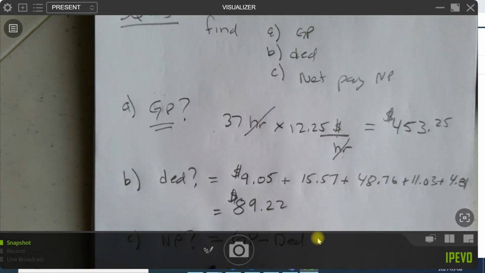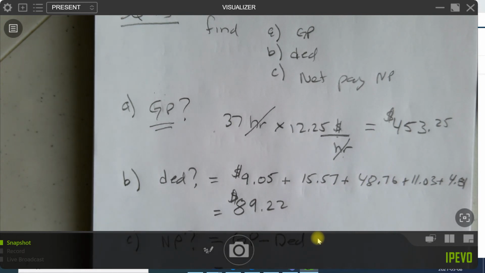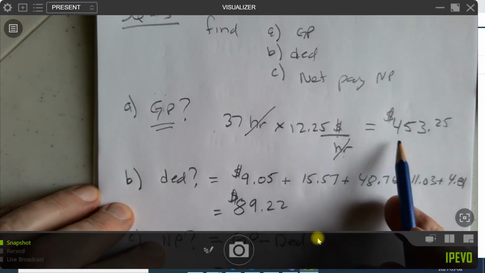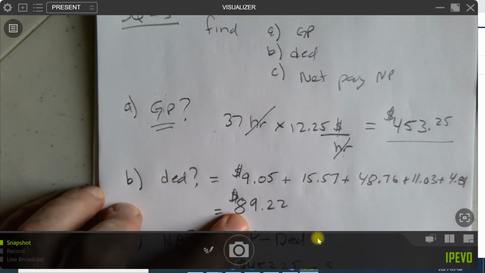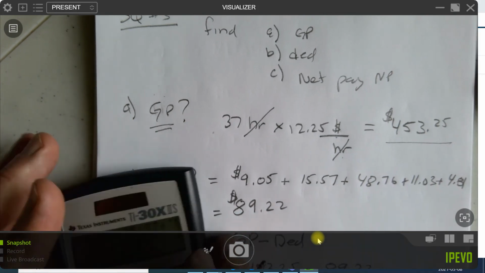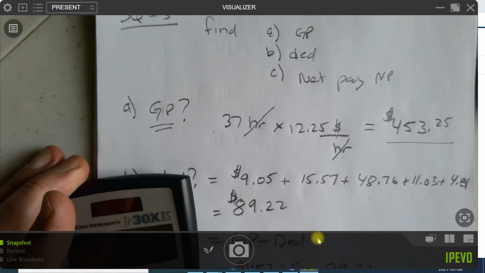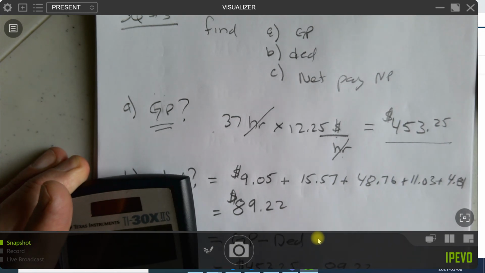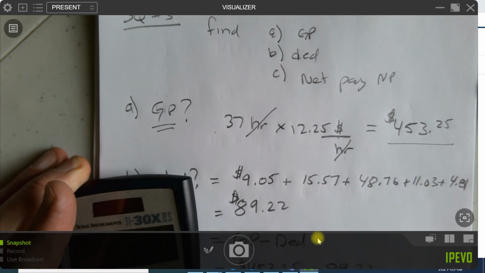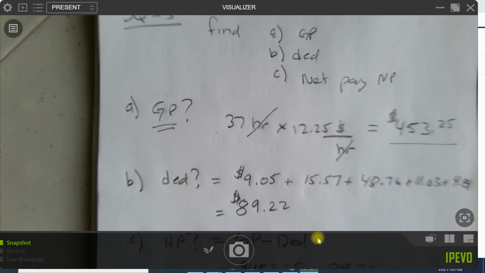So what was our gross pay? Well, our gross pay was $453.25 minus our deductions that we calculated, which is $89.22. So let's plug that in the calculator. And 453.25 minus 89.22 gives me $364.03. And that would be my net pay. That would be my net pay.